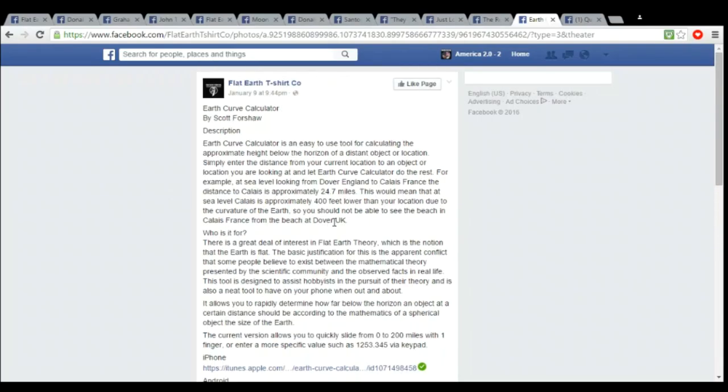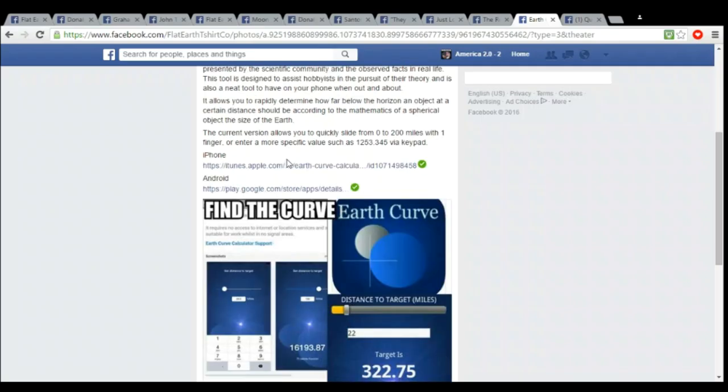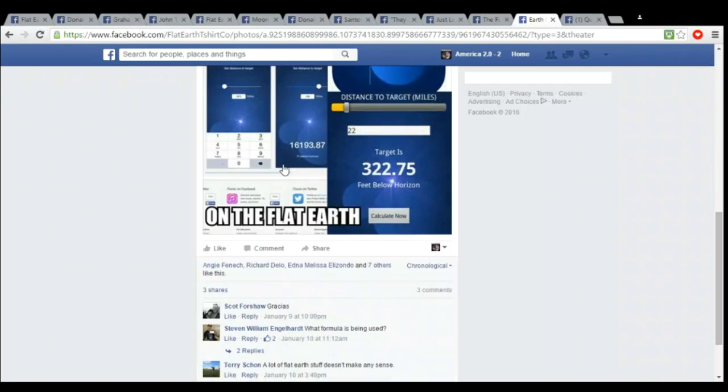And I'll let you go into what this is. Basically, it says that one says it's 24.7 at sea level from Calais. The other one says basically Calais is approximately 400 feet lower at the location due to the curvature of the Earth. And if you go into here and everything, you go for the current version, it's basically from 0 to 200 miles within one finger, entering the space with about 1253, and you can go from there, and you come out with a target vector of about 322.75.